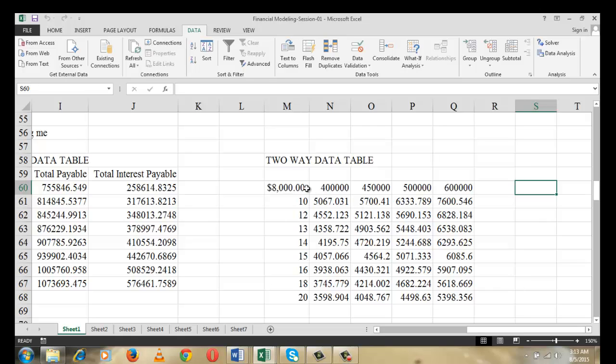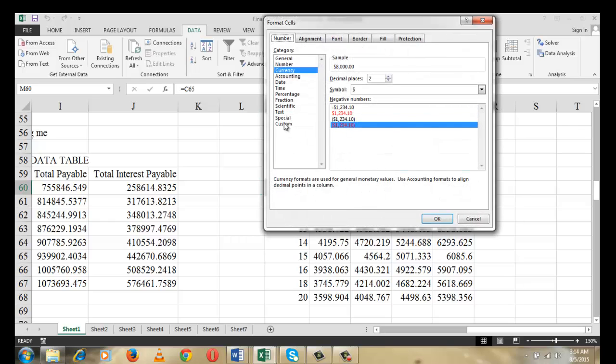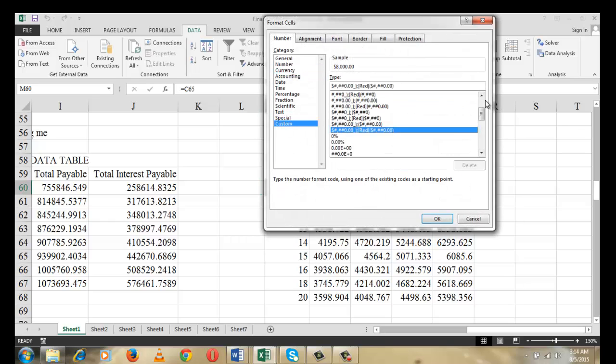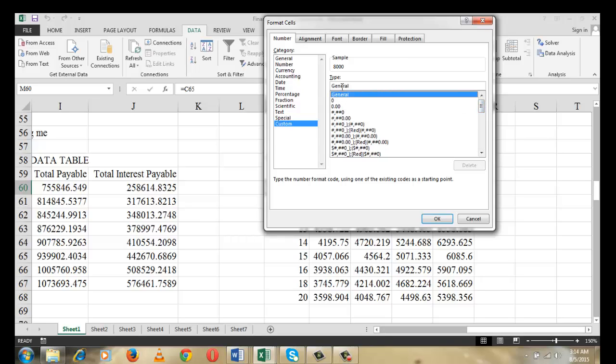You can see this. Okay, press Control 1, go to Custom, go to General, and write here a double quote, write with double quote, to make the cell empty. This function is about using the double quotes. This way you can make the cell appear dead.